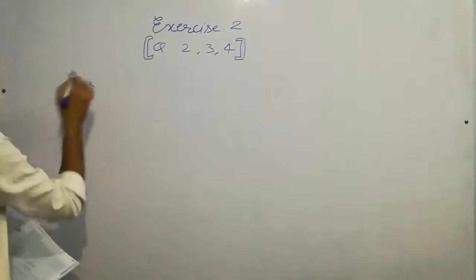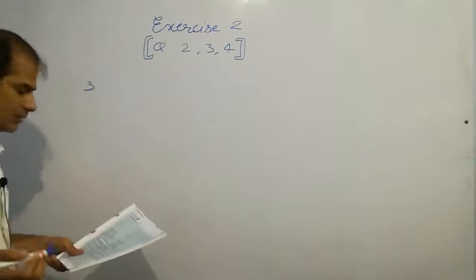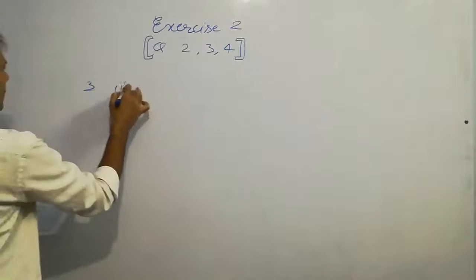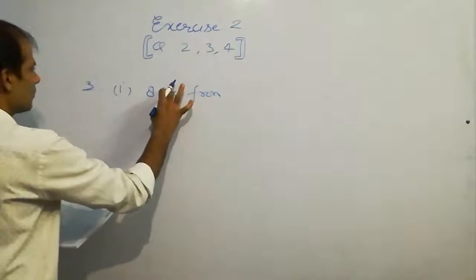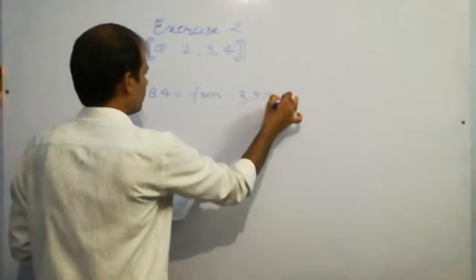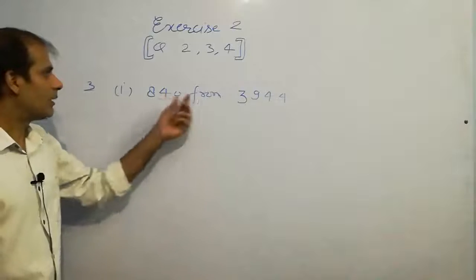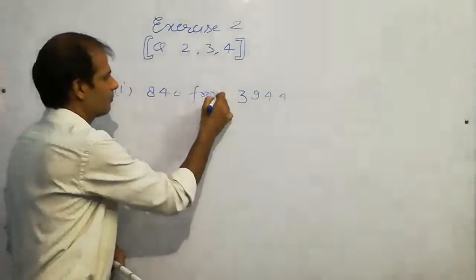Third question. What is the third question? It is about subtraction. So there is a very important thing. What is that? I tell you. The question is: subtract 840 from 3944. So listen carefully. One number is written before from. This is the word from.